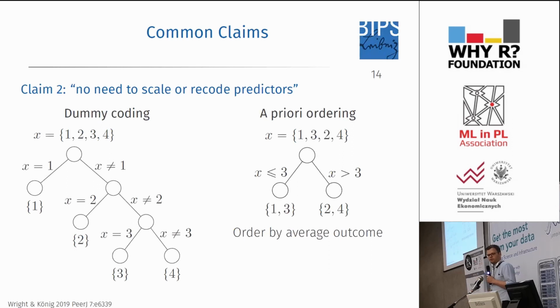A further idea is to order the categories a priori. You can do that in every split. For binary classification and regression outcomes, it's even shown that this is equivalent to the standard approach, but it's faster. But you could also do it in the very beginning: you order your categories by the average outcome and then treat them as just numerics.